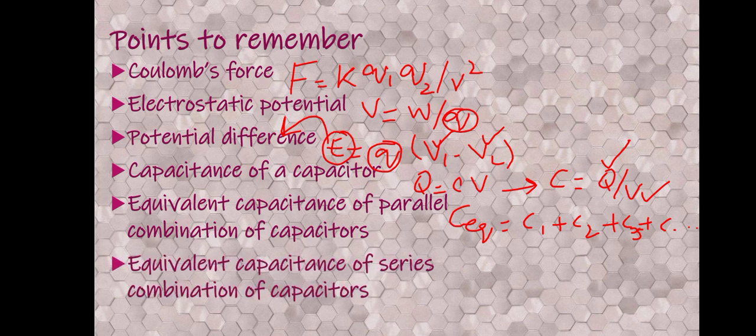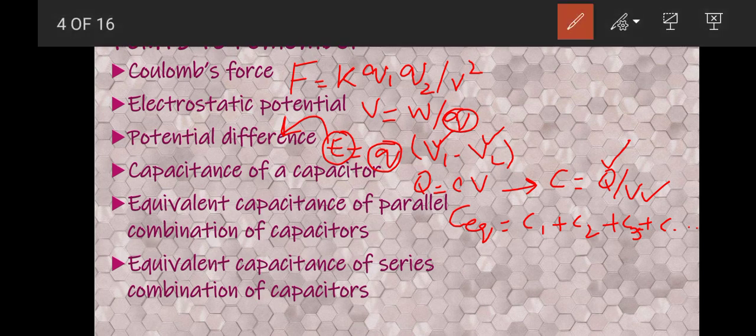Equivalent capacitance of series combination of capacitors. For series combination, we have the formula for equivalent capacitance as 1 by C equivalent equals 1 by C1 plus 1 by C2, and so on, up to the number of capacitors that are joined in the series circuit.